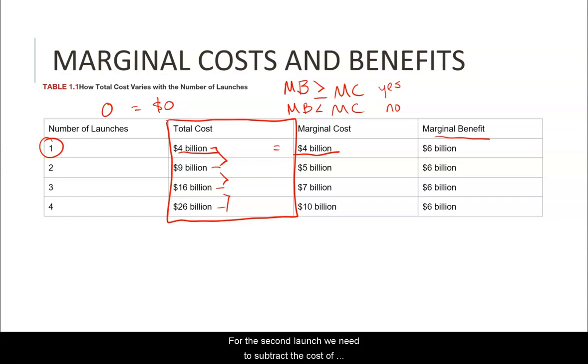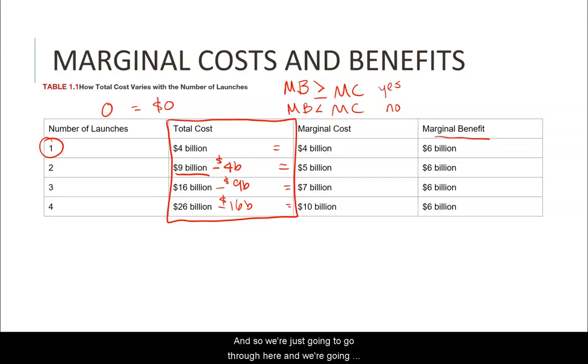For the second one, we need to subtract the cost of that first launch. Okay, so we're spending $9 billion total. We want to subtract the $4 billion from that first launch, and then that gives us a marginal cost, or extra cost, of $5 billion for the second launch. Then we want to do the same thing for the third launch, so 16 minus 9, so the cost of the other two launches. That gives us an extra $7 billion. And then the last one, 26, minus the total cost of the last one, which is 16. And that tells us that that last launch is going to cost us $10 billion.